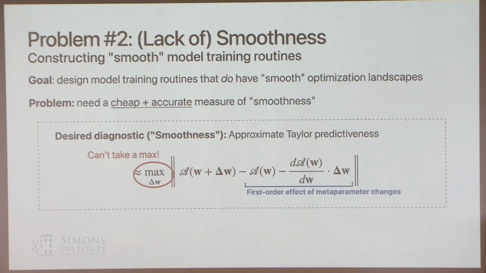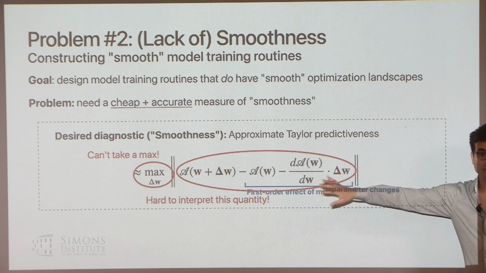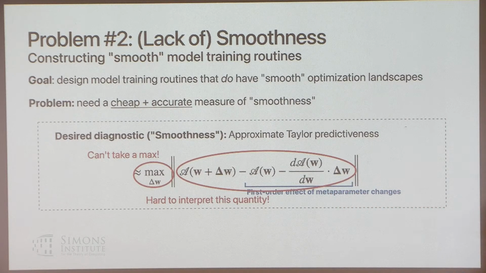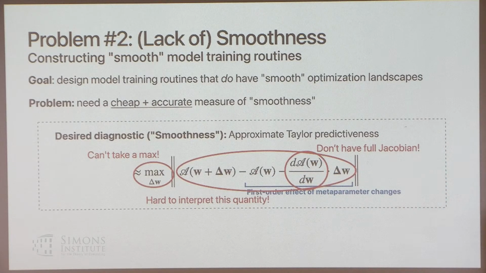Unfortunately, we can't really compute this for several reasons. One is that it's really hard to compute the max. The other reason is that it's pretty hard to interpret what's going on in this quantity. If I measure this and then tell you it's 200, which happened to us, I just didn't know what to do with that. And the final thing is that this definition relies on having the full Jacobian of the model parameters with respect to the metaparameters. That just isn't going to work based on the algorithm that I just showed you. We can only compute gradients of scalar outputs.